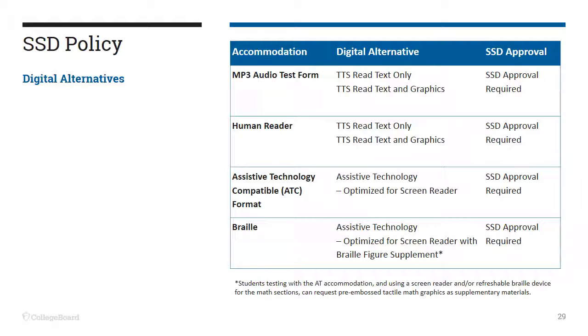If student uses text-to-speech, audiobooks, or receives a read-aloud accommodation during instruction, the student may test with TTS Read Text Only or TTS Read Text and Graphics. If student uses text-to-speech or receives a read-aloud accommodation during other accountability assessments, example, PARCC, Smarter Balanced, etc., or other class or district-wide assessments, the student may test with TTS Read Text Only or TTS Read Text and Graphics.